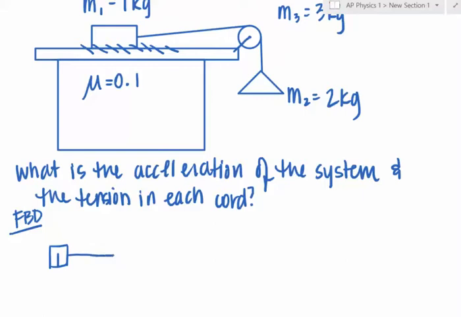There would be a tension force. I'm going to call it FT1. There would be a weight, FG1. There would be a normal force, F normal. And because I was sneaky and threw friction in there, and it's been so long since we had fun with friction, there's a friction force.